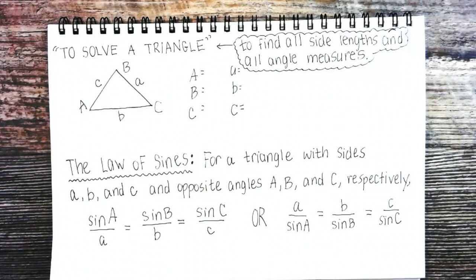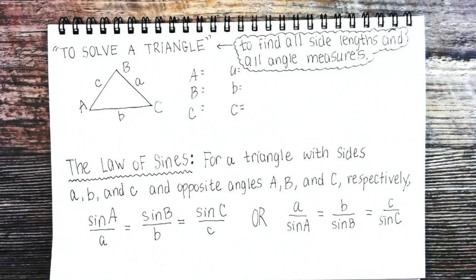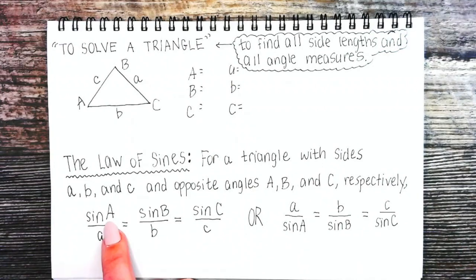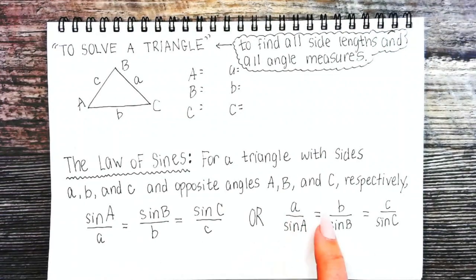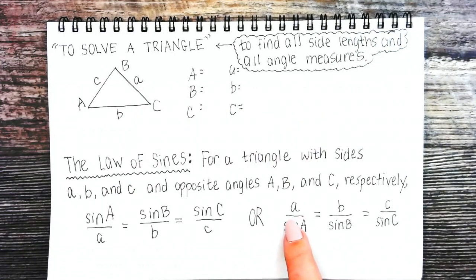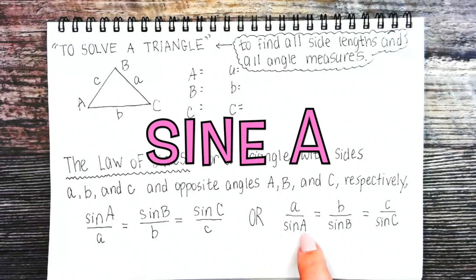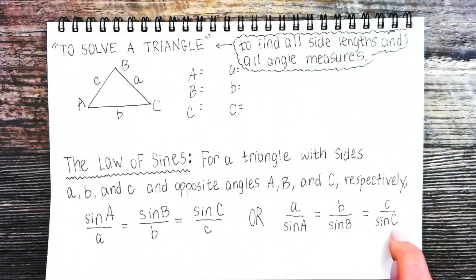This is totally fine. Some people prefer this when they're solving for a missing side because by it being in the numerator, you're less likely to mess up isolating your variable. And some people like this better when they're solving for an angle. But these are the exact same things. So side A over, well, I should watch how I say that because side, S-I-D-E, side A over sine A, as in the angle, okay? Equals B over sine B equals C over sine C.